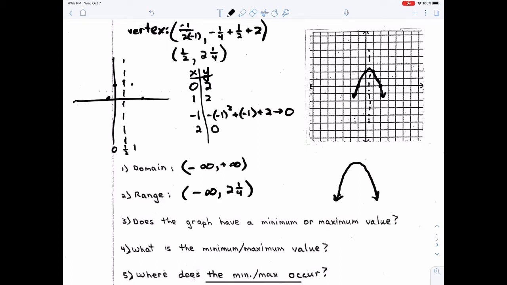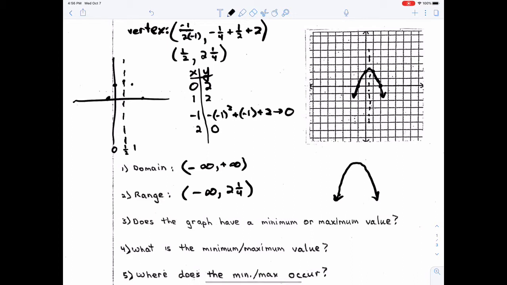Does it ever stop going to the left? No, there's no smallest x value. Does it ever stop going to the right? No, there's no largest x value. Its domain is negative infinity to positive infinity. Does it ever stop going down? No. If you take a look, I just re-sketched the actual graph to look at it without worrying about the grid.